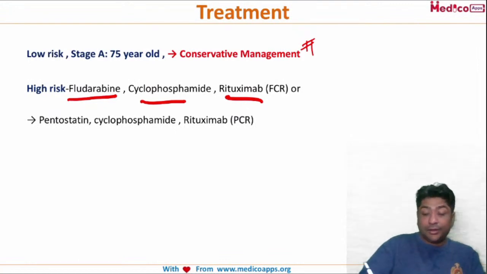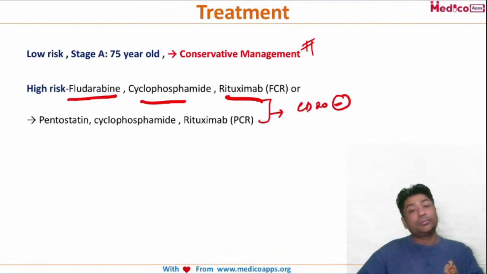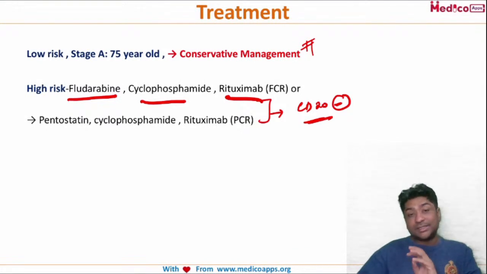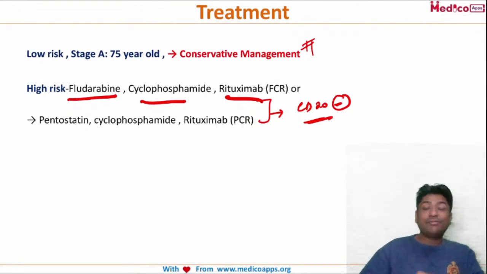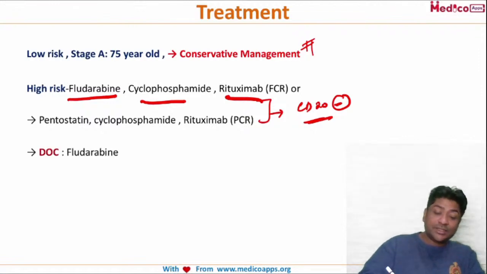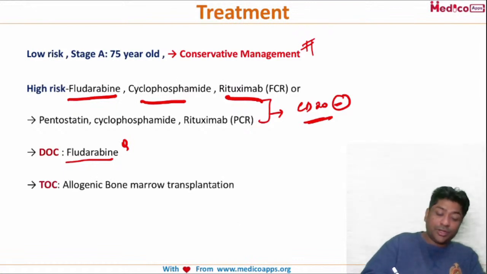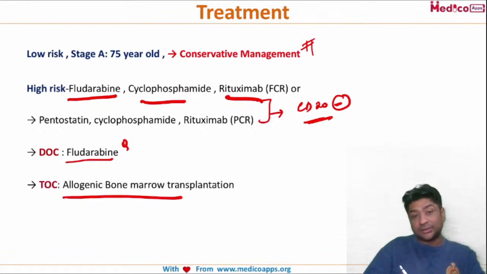Remember, rituximab is very important, and we will learn more about that in your pharma classes. Basically, it is an anti-CD20, and there is a CD20 expression here. So anti-CD20 rituximab is used. FCR and PCR are the two protocols. They have asked you about the drug of choice for the treatment. The drug of choice is fludarabine. They've also asked about the treatment of choice, and that has to be allogenic bone marrow transplantation.